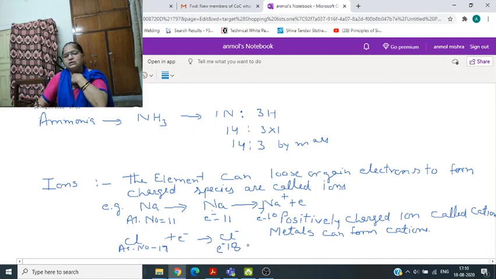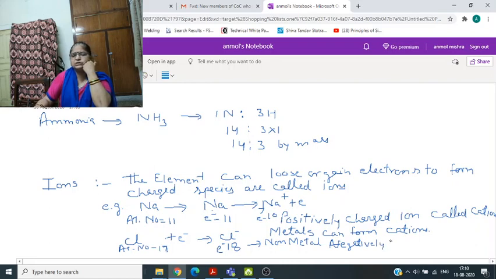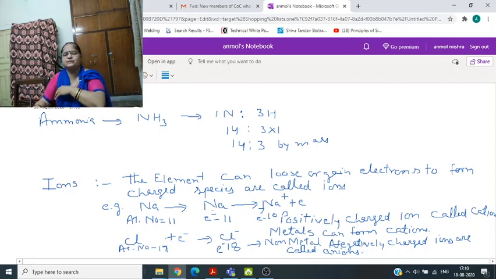Now chlorine is a non-metal, and it has negative charge. So negatively charged ions are called anions. Positively charged are called cations and negatively charged are called anions.